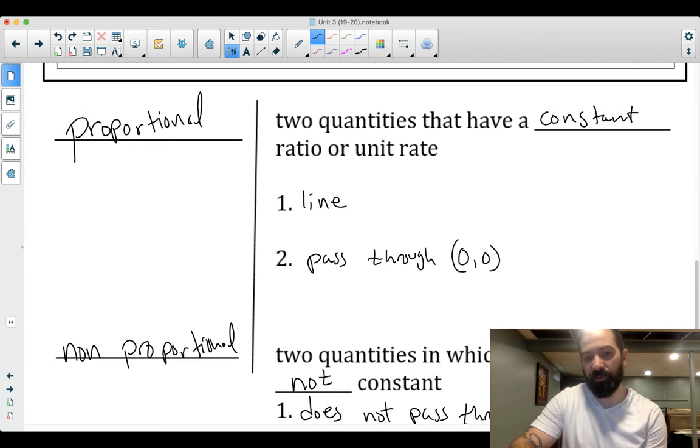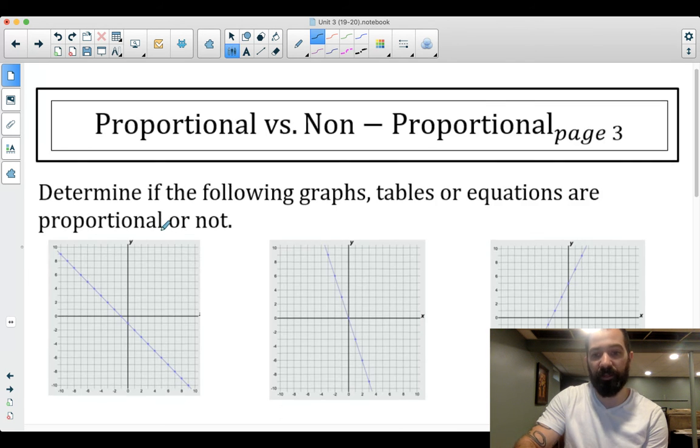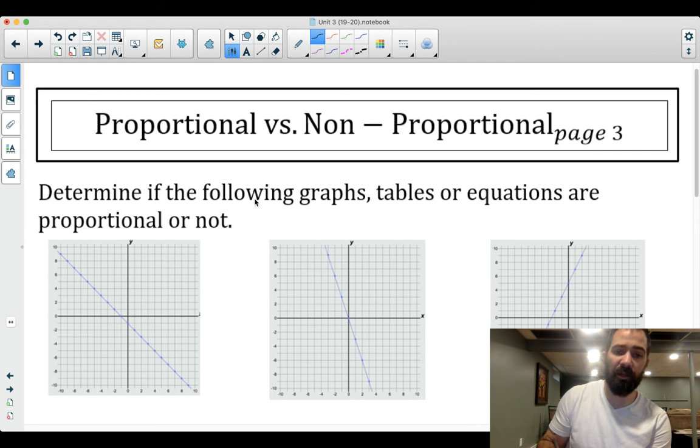Proportional versus non-proportional. Proportional relationships would be something like your job. You work 1 hour, you get $10 an hour. You work 2 hours, you get $20 total. And that is a proportional relationship. Let's identify them. We're going to determine if they are proportional or non-proportional based on the graph, table, or equation. Remember, they have to be a line, and it has to go through the origin, which is the point 0, 0. Okay? All of these are lines, are blue lines.